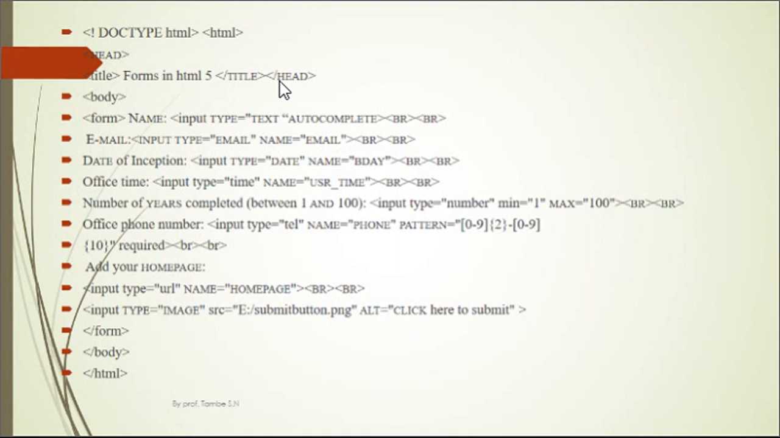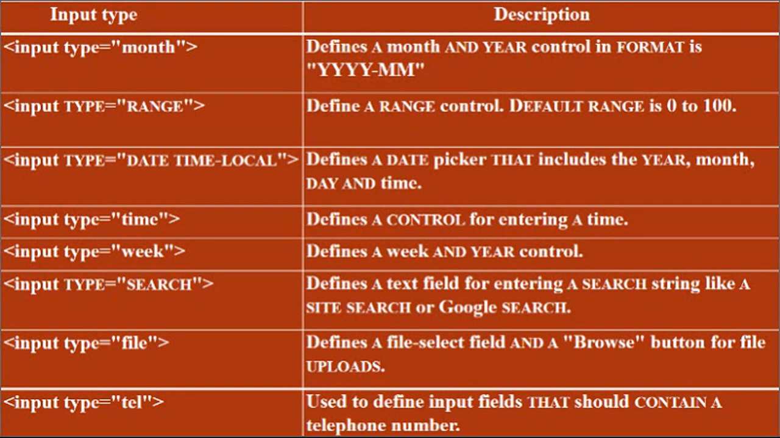After ending the head we can start to write the main part of the program, and that main part of the program is written in the body part. So start your body. In that body we use the form. In that form we want this type of output.